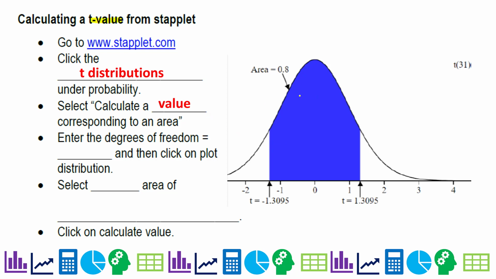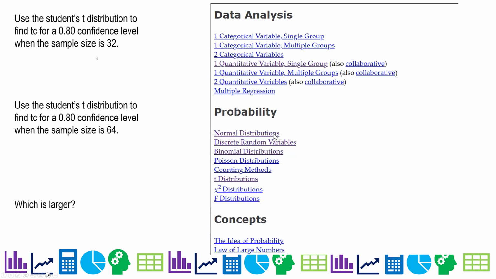We're doing a value. And then enter the degrees of freedom, which is basically your sample size minus 1. Select the center area because we want our critical value centered around our estimate. And so you're going to put the center area and the confidence level in decimal form and then click on Calculate Value.